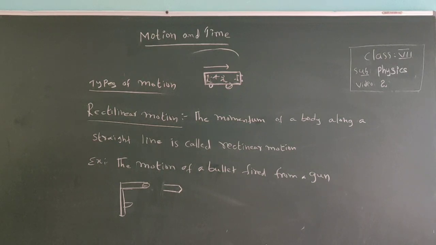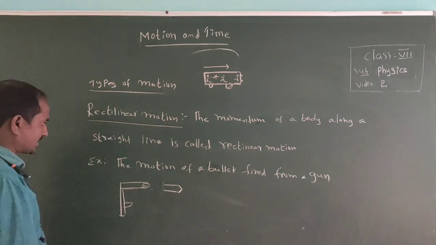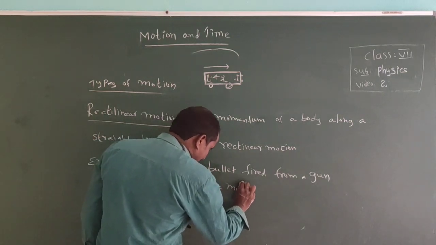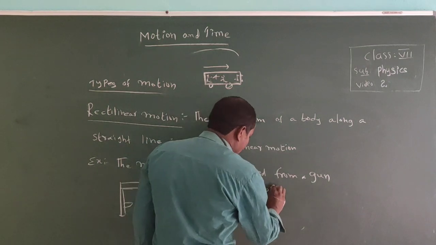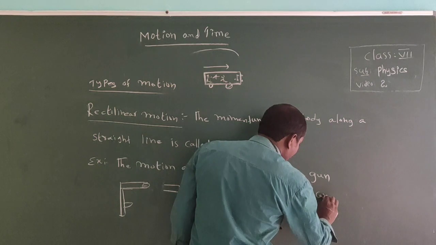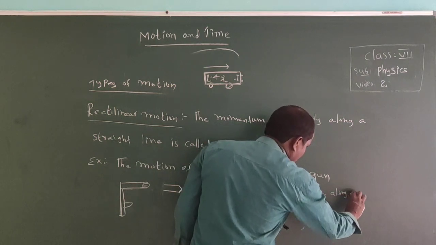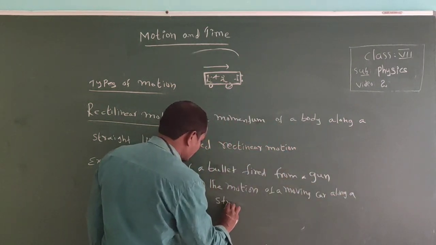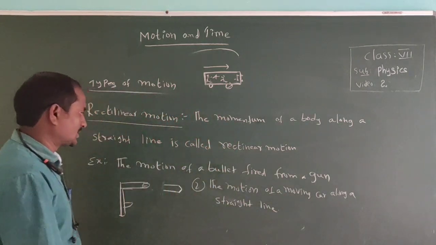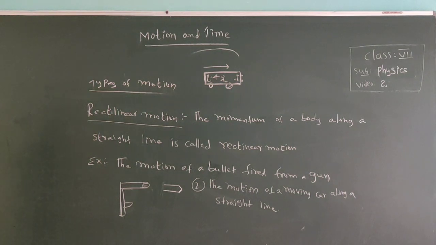Next example, the motion of a car along a straight line. The motion of a moving car along a straight line. These are the examples for rectilinear motion.